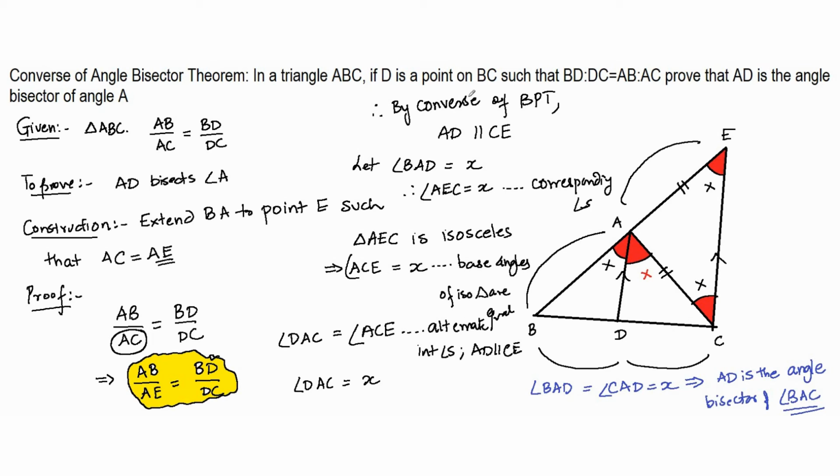I will again pause for a minute, but before that, let me summarize quickly. We extended BA to the point E so that AE was equal to AC. That created an isosceles triangle here, and I was able to replace AC with AE. Then I used the converse of BPT to show that the lines AD and CE were parallel. And once these two lines were parallel, I was able to use the corresponding angle test and alternate interior angle test to show that AD was indeed the angle bisector. So take a look at the proof, and then we will move on to our next theorem.